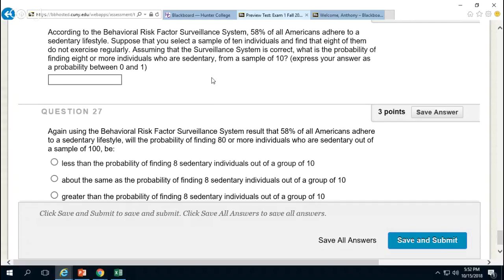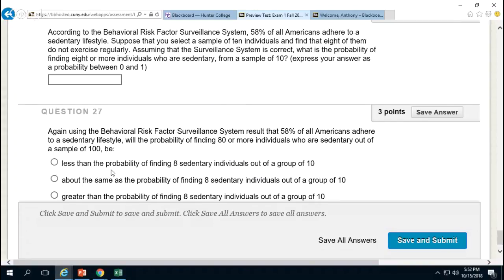Yeah. So this is a little bit anomalous, right? Because 58% are sedentary, 8 out of 10, that's more than you expect in the population. But it's a small sample size, so there's more variability in what you observe. Whereas 100, that's somewhat bigger. This is becoming a larger sample. It's going to hew more closely to the population.